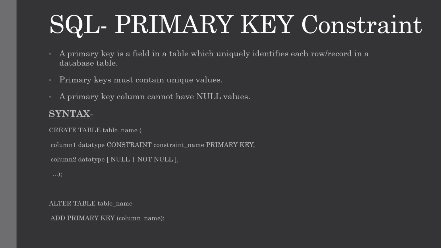We can add a primary key constraint to a database table in two ways. The first one is in the create table query, and if the table has already been created, then we can use the alter table command to add a primary key to the specific column. Let me show you how to establish a primary key constraint on a table in both ways. So let's get into it.